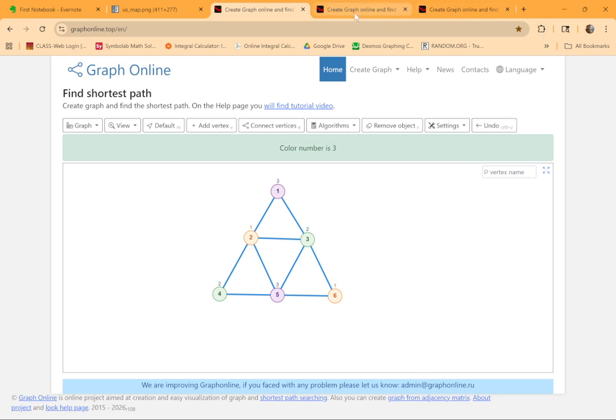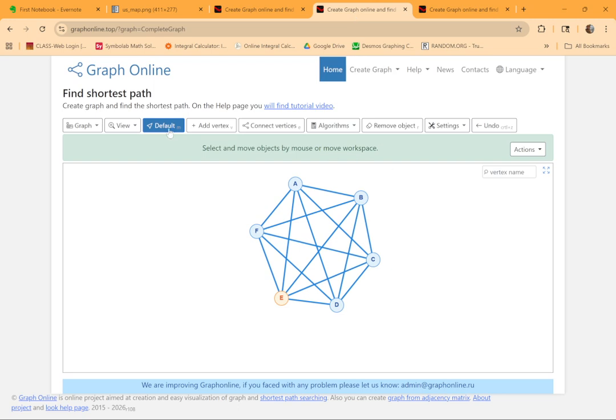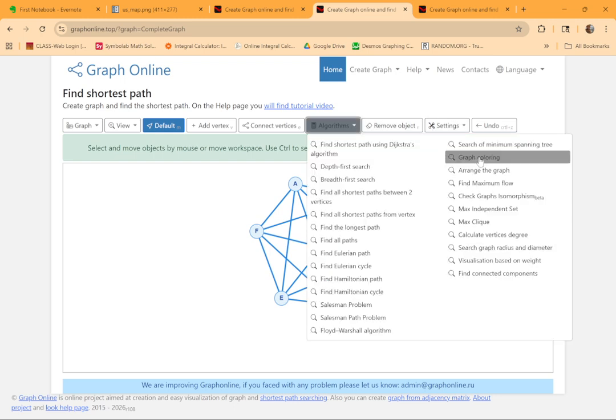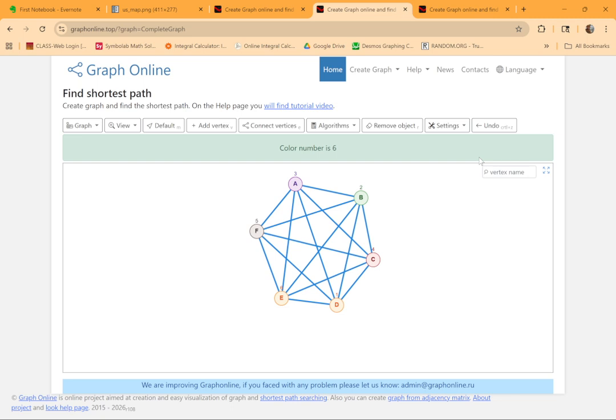Looking at this one, we have a complete graph, K6, so we're going to need 6. The chromatic number here is going to be 6. Indeed, with the graph coloring tool we see we have 6. Each one of those vertices, for a proper coloring, is going to need a different color.